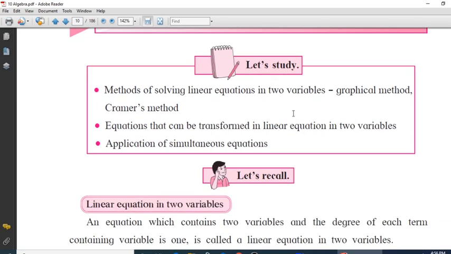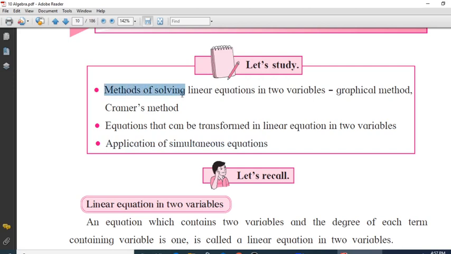In this chapter, overall, these are three points which you need to focus on in the entire chapter. Methods of solving linear equations in two variables. Here we have certain methods like the graphical method and Cramer's method, which we used to call Cramer's rule. Equations that can be transformed into linear equations in two variables. Application of simultaneous equations, which means word problems. So this chapter basically focuses on these three concepts.